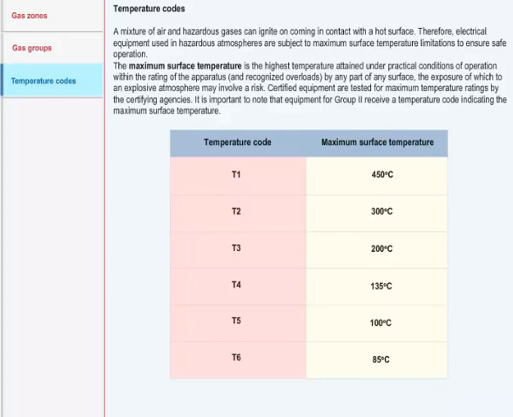The maximum surface temperature is the highest temperature attained under practical conditions of operation within the rating of the apparatus and recognized overloads by any part of any surface, the exposure of which to an explosive atmosphere may involve a risk. Certified equipment is tested for maximum temperature ratings by the certifying agencies. It is important to note that equipment for Group 2 receives a temperature code indicating the maximum surface temperature.